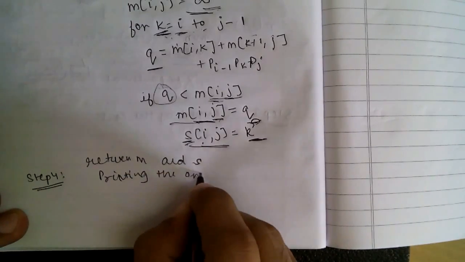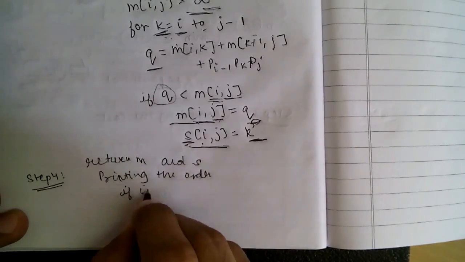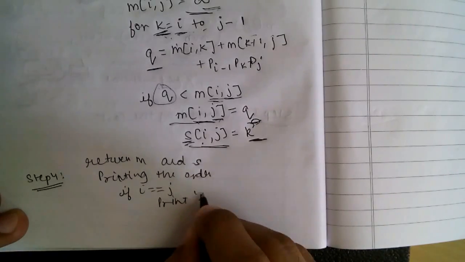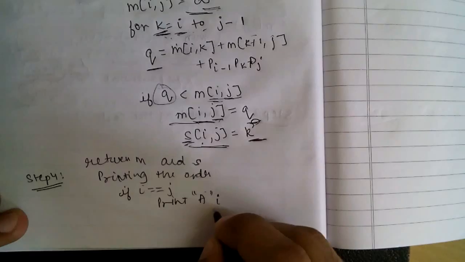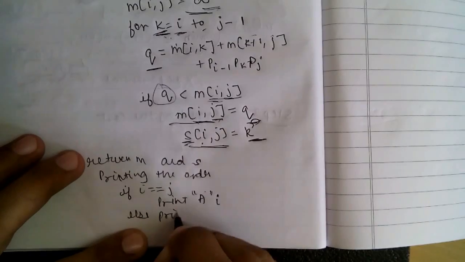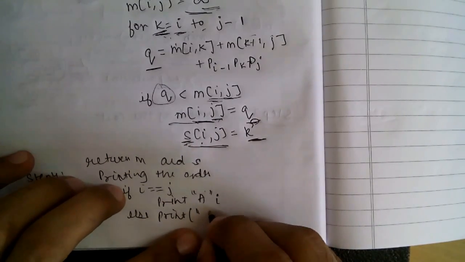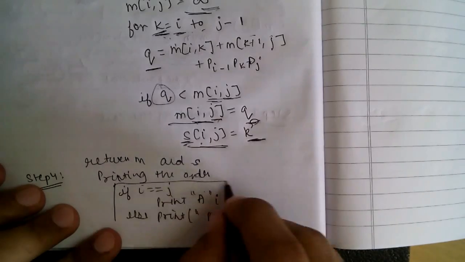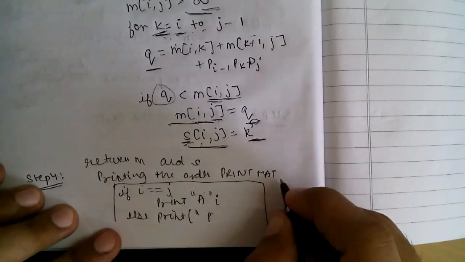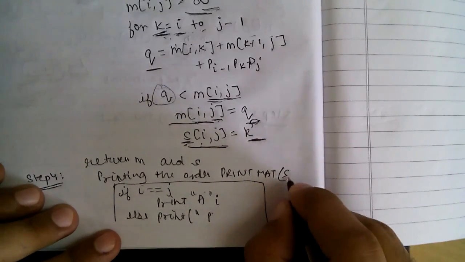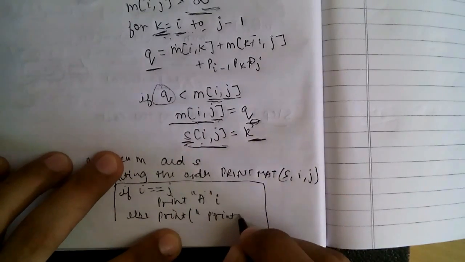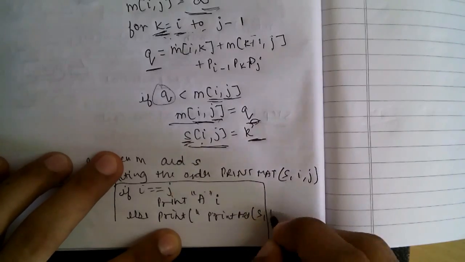Step 4 is printing the order. So if i equals j, print A with i, that is A1, A2, whatever. Else, call this function, whatever its name is, like print matrix, with the parameters s of i, j. This function calls itself again, print matrix with i and s of i, j.